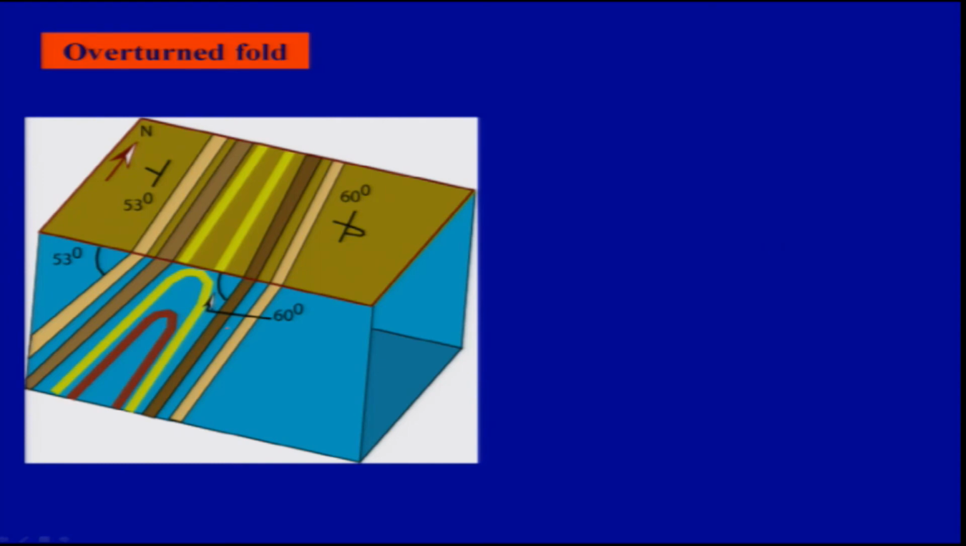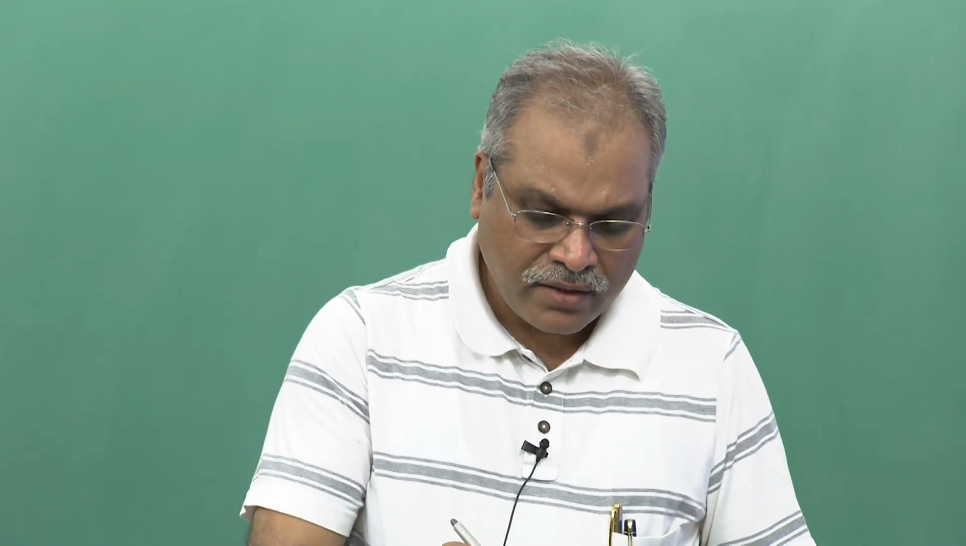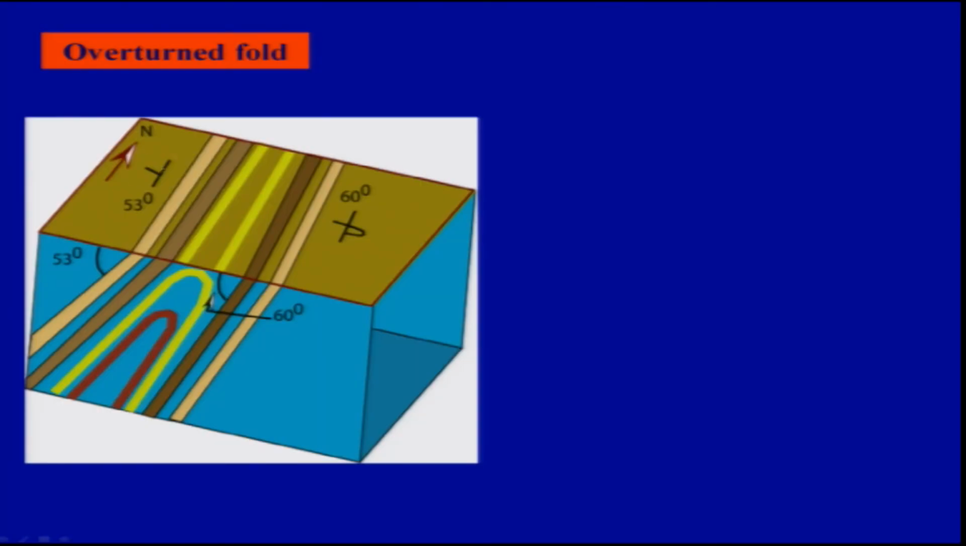Then another one is overturned folds. If you look at the top surface here, this is the plan view, and this is a section view. You have inclined beds here, and both the beds are dipping in the same direction, so we can say that this is an overturned fold. Now suppose you look at the dip of these beds on the left-hand side of this axial plane. If you have marked the north here, then this will be your east and this is your west.